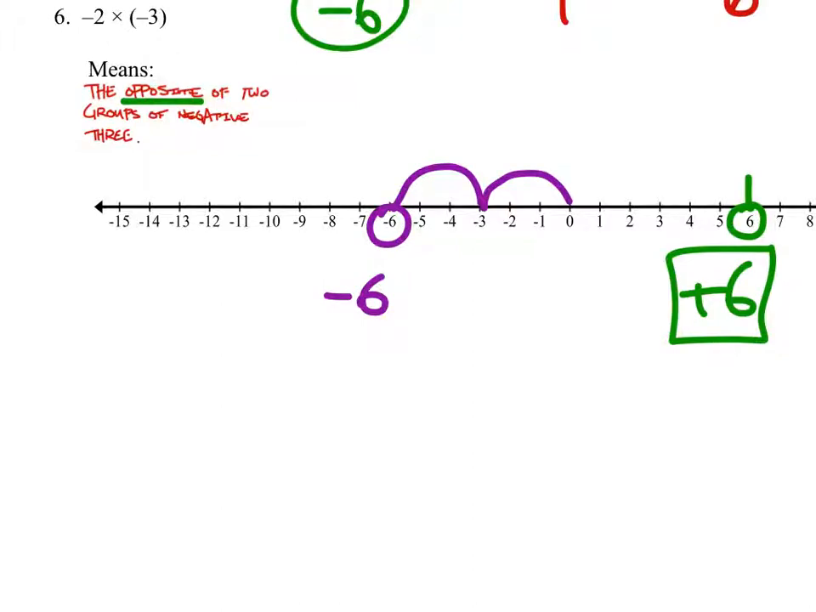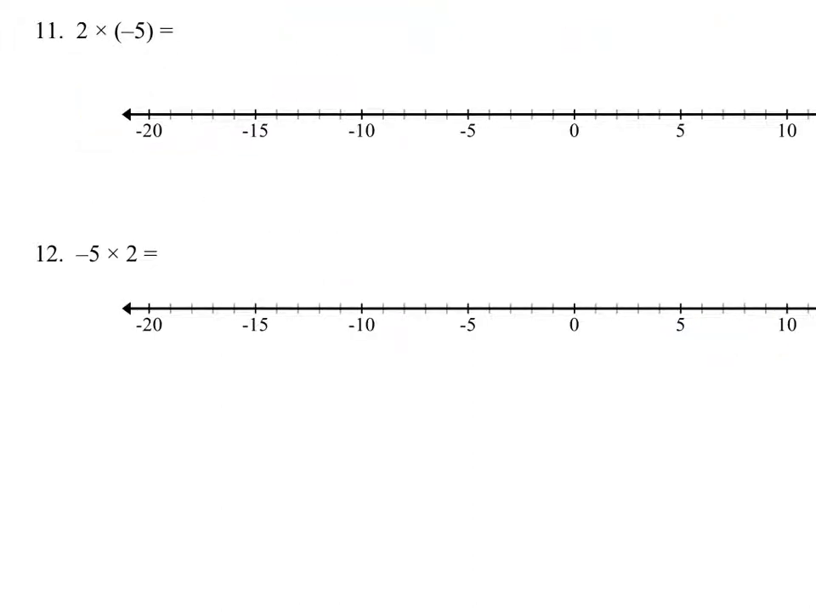Positive 6. Alright, for this one, these two just want us to model these. We don't have to write down what they mean, but knowing what they mean may help us figure out what they are. For example, number 11 is two groups of -5 right there.